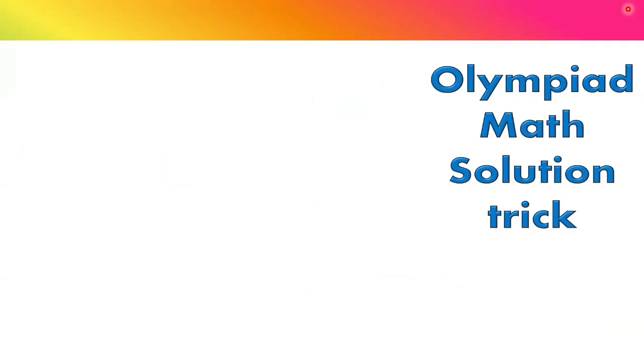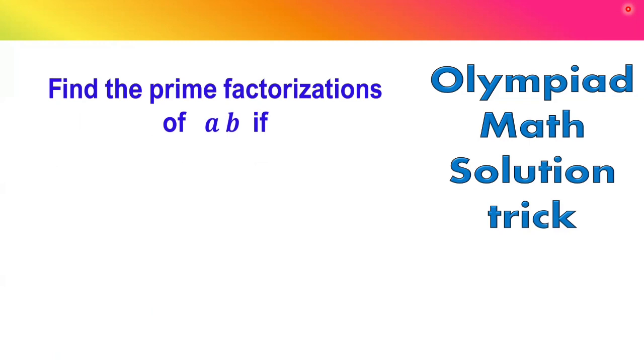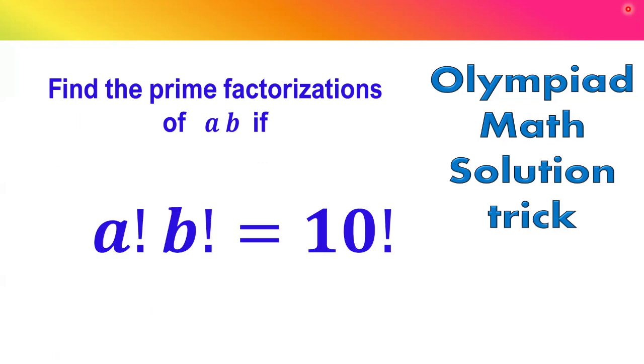Welcome to my lecture. Today we are going to discuss one tricky Olympiad math problem, and we will discuss how to solve this problem. Find the prime factorization of a multiply b if a factorial times b factorial is equal to 10 factorial. To find the prime factorization of a multiply b, first we will try to find a and b.